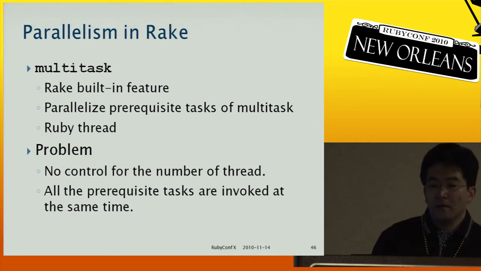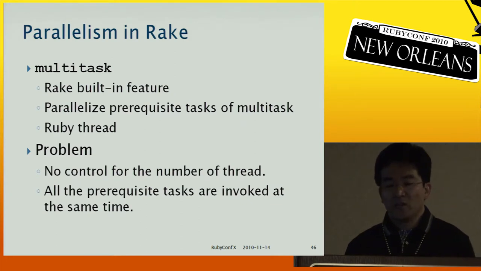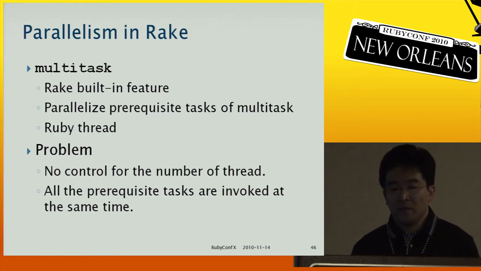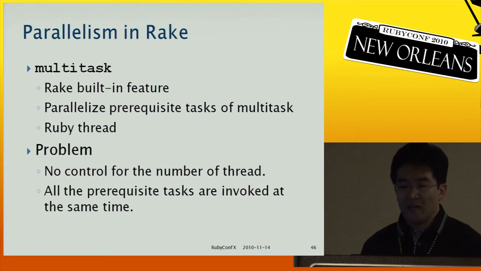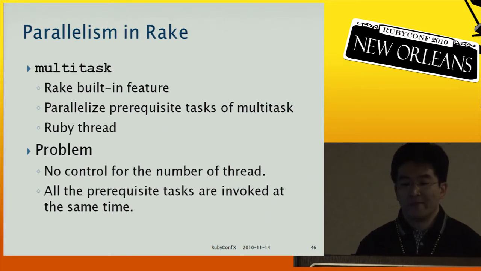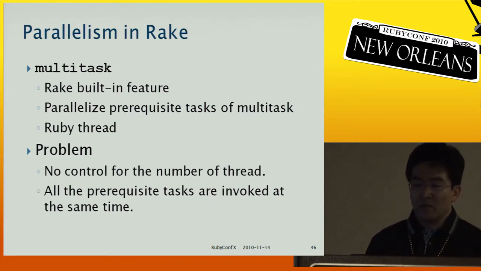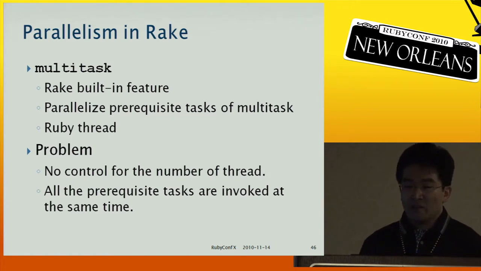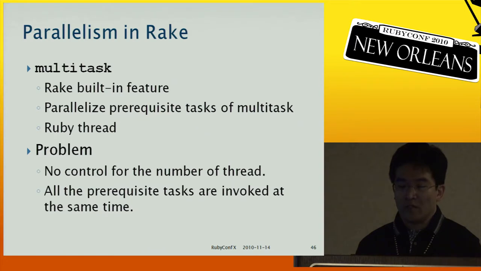Next, another issue is parallel execution. Rake has a built-in multitask method. If you define a task by the multitask method, its prerequisite tasks are invoked in Ruby threads. However, the multitask method has a problem. It creates the same number of threads as prerequisite tasks. If there are too many prerequisite tasks, the threads consume too many computer resources and it causes system trouble.